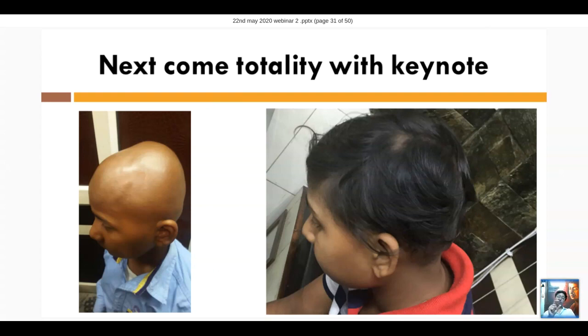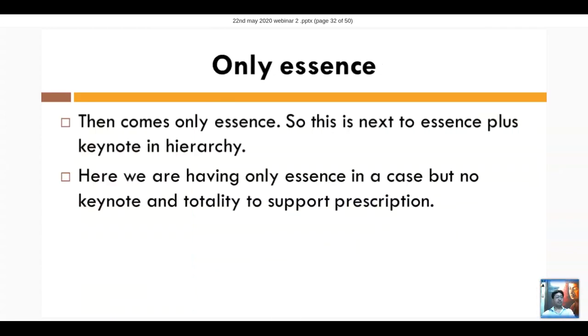So in this case, we have the rubric embarrassment and mortification. Along with that, weeping with mortification, and then we have a few keynotes which are very suggestive of Pulsatilla. And this is the change after that prescription, after Pulsatilla. So in this case, we have totality and keynote, and sometimes we have only essence, nothing in support, so we have to prescribe only on the essence.